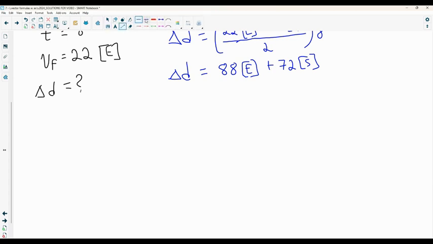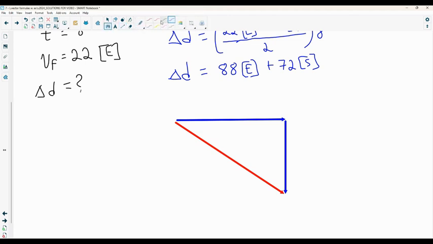I'll go and grab some vectors. And I'm going to say, okay, I've got 88 to the east, looks kind of like that. And then I've got 72 to the south, looks kind of like that. And east and south, and then I'm going to put on my resultant vector. It's going to come across like that.